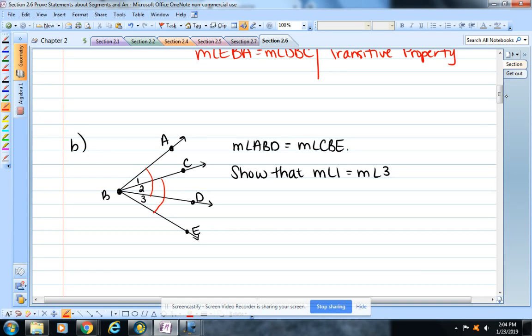Symmetric means you can swap the order. If C equals D, then D equals C. You can swap the order. That's what symmetric means. And then transitive, we already went over. If two things equal the same thing, then they equal each other. Okay? So let's draw this picture.